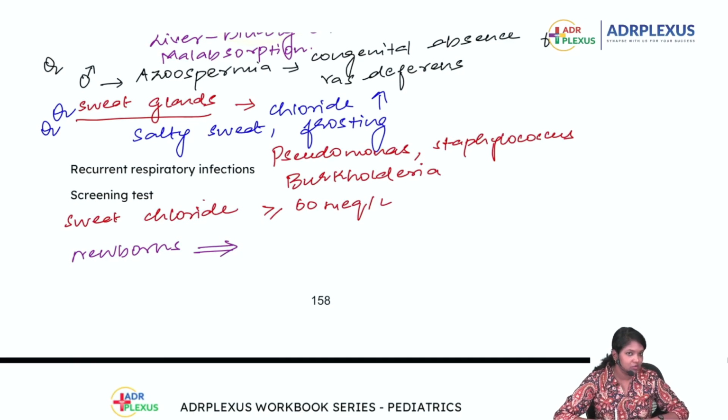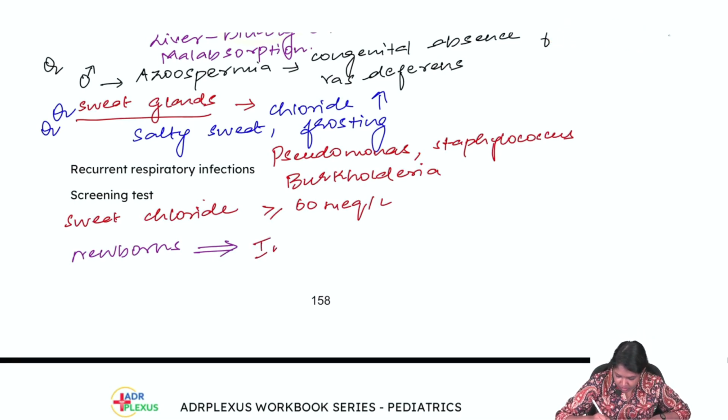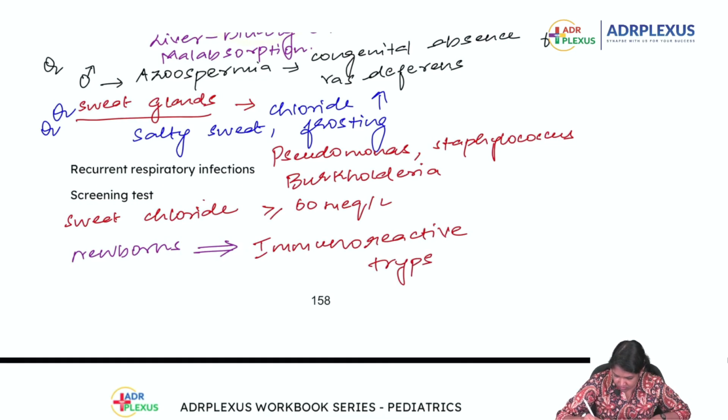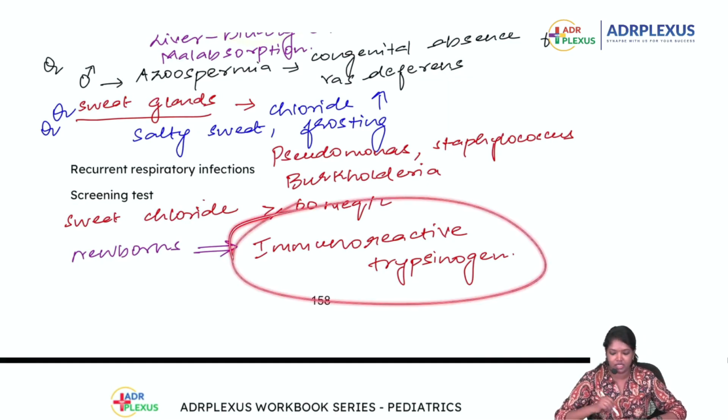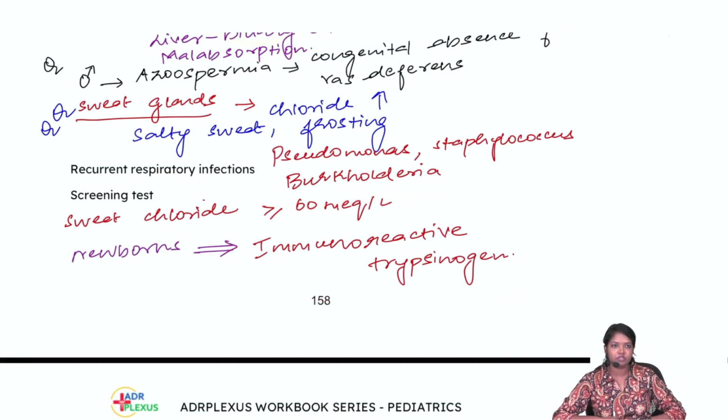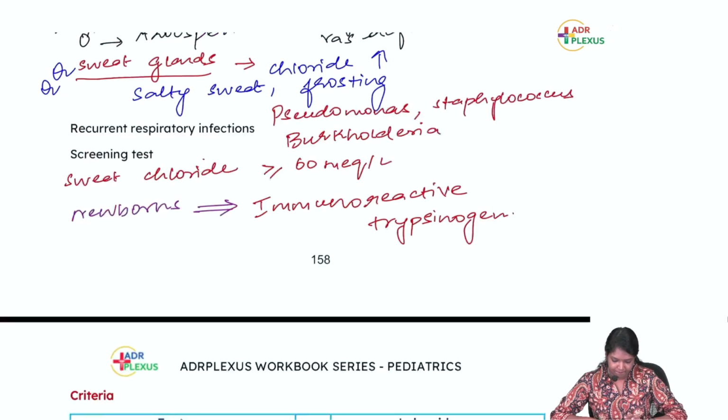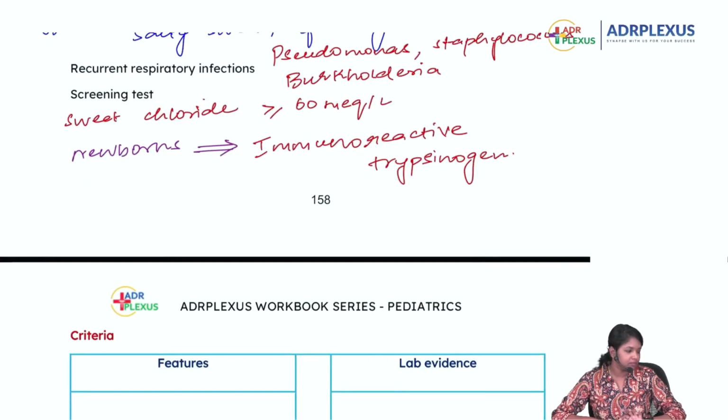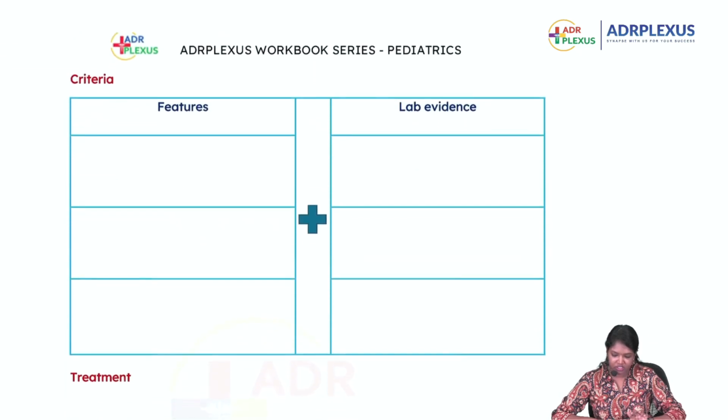No. NPD can be used as another test, but screening is called immunoreactive trypsinogen. It is a blood test. Immunoreactive trypsinogen. Okay, yeah, the card is a dried blood spot. You take the dried blood spot and send for the screening. That is called immunoreactive trypsinogen.